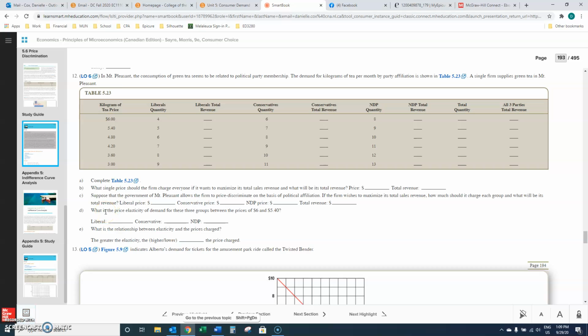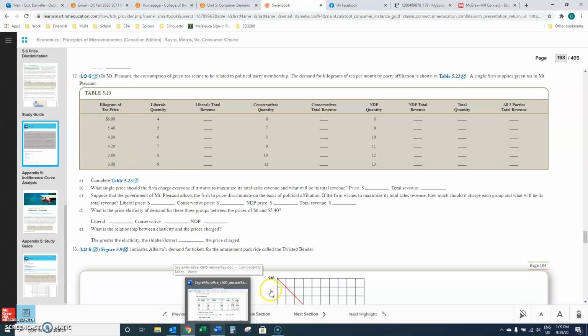This is the main reason I picked this question. What is the price elasticity of demand for these three groups between the price of $6 and $5.40? So between these two prices. So it's just bringing in something we did in the previous chapter.